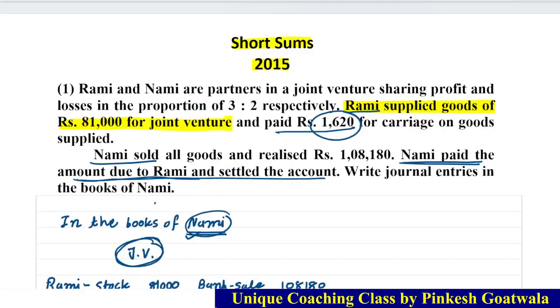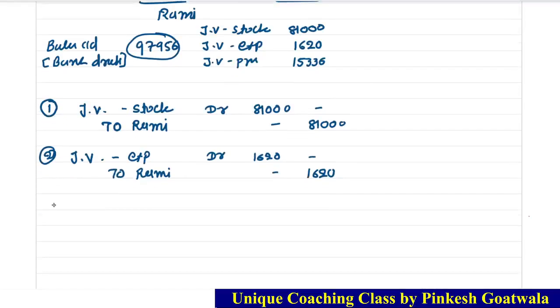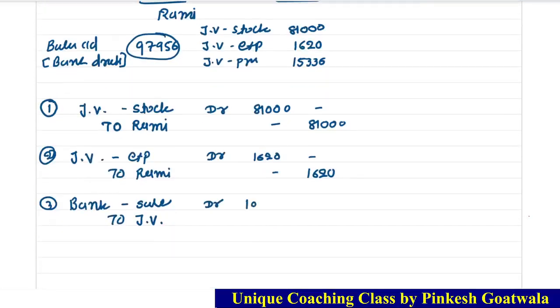Here, next was Nami sold all the goods. Okay, about the goods selling this side. So here this entry was given joint venture credit side. Okay, joint venture માં ક્યાં આપી છે? Credit side. So joint venture will be credit and what will be debit? Bank account. So the journal: bank to joint venture, sell amount 108,180.